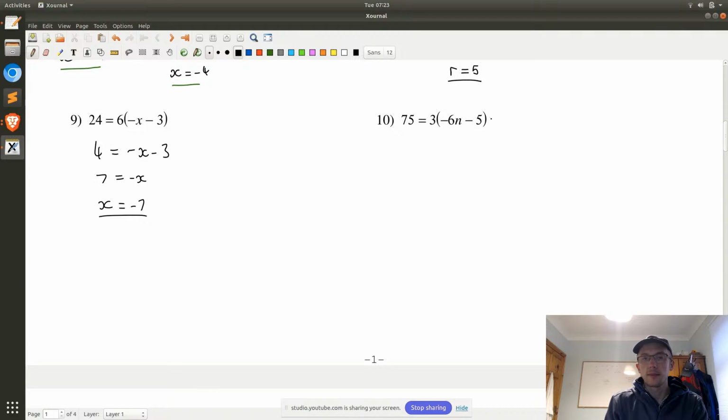Problem 10 here. Both sides over 3. 25 equals -6n, take 5. Both sides add 5. 30 equals -6n. Both sides over -6, n equals -5, and we're done.